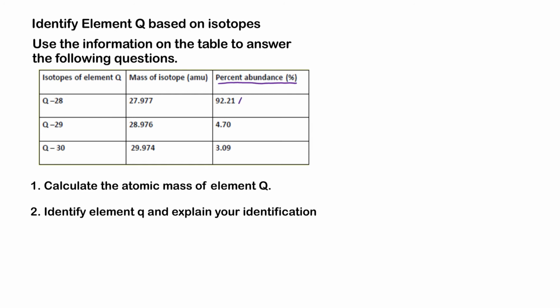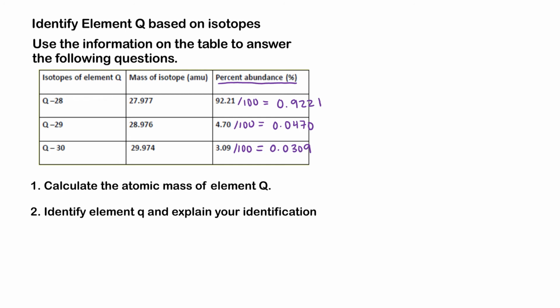Remember, we do that by dividing by 100, which is the same as moving our decimal 2 places to the left. So when I divide this by 100, I get 0.9221. When I divide 4.70 by 100, I get 0.0470. And when I divide 3.09 by 100, I get 0.0309.